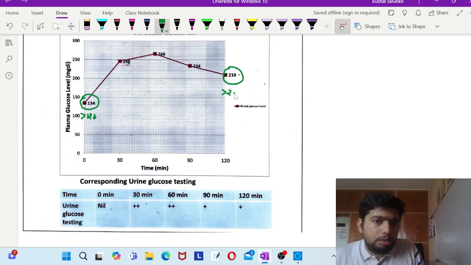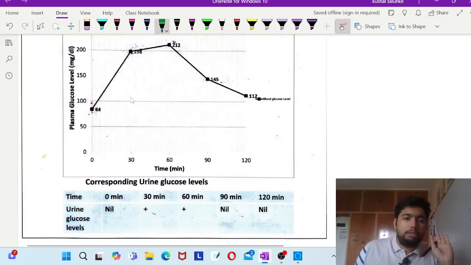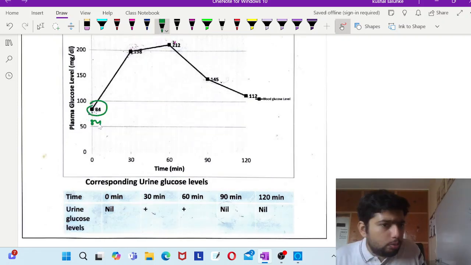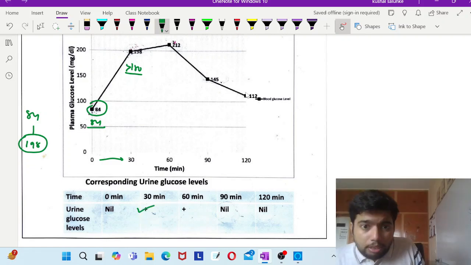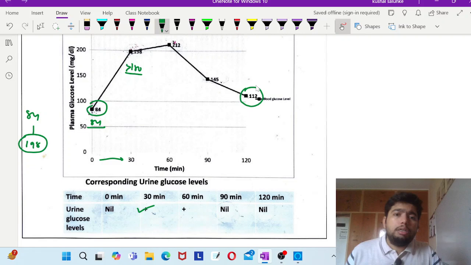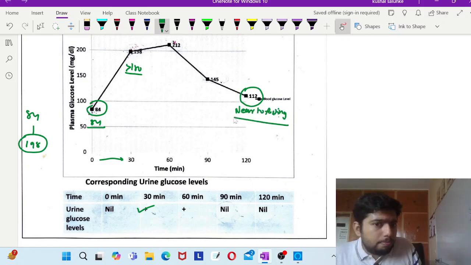Now can anyone tell me what this graph is suggestive of? Just having a concept. At 0 minutes it is 84. Okay, it is less than the diabetic range. Good. There is a direct peak from 0 to 30 minutes, from 84 to 198. Okay, and this 198 is exceeding your 180, and that's why it is showing urine glucose positive. And you can see again at 2 hours it is coming near to the normal fasting value.